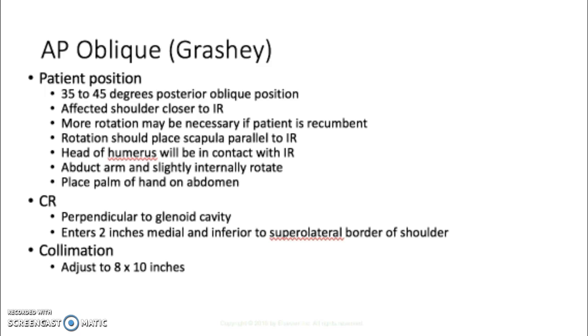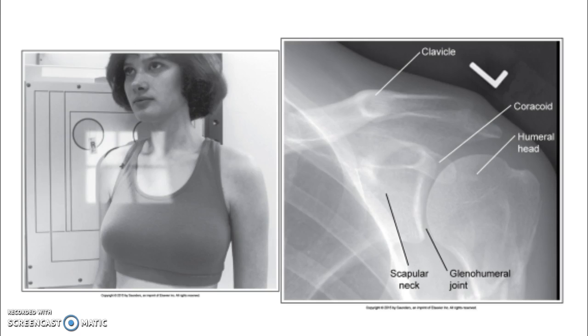You can use an 8x10 cassette or image receptor for this one because it's a much smaller area. You can collimate tighter. So the side that's against the image receptor is the one that you're focusing on, not the side that's up. This is what your patient's going to look like. It's a nice open glenohumeral joint.